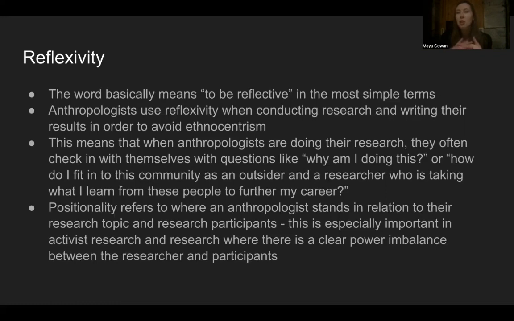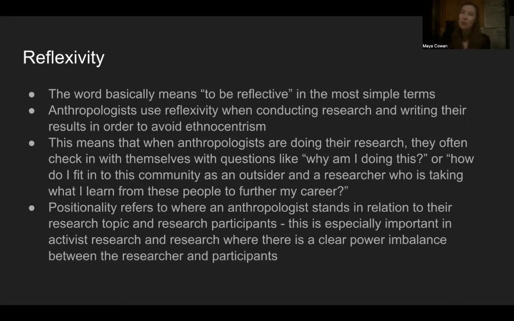And so it's important to really reflect on why you're doing this research, how you're doing this research, and how you could be doing better. And how can I give back if possible through this research, especially if you're working with communities of traditionally marginalized people? I'm mentioning this because you will probably hear me use these terms. Positionality refers to where an anthropologist stands in relation to their research topic and their research participants. This is especially important in activist research and in research where there's a clear power imbalance between the researcher and the participants.